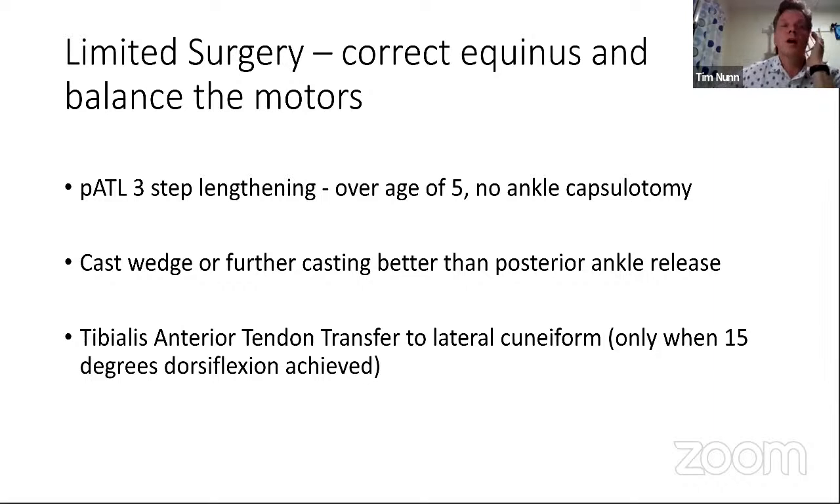We will perform a cast wedge or further casting following this, because that will enable us to further stretch the posterior ankle structures, such as the joint capsule. And then the tibialis anterior tendon transfer is performed in the vast majority of patients. We think of the concept of it being like a biological brace, and it is taken to the lateral cuneiform under full tension, secured by 0 vicryl over a button.